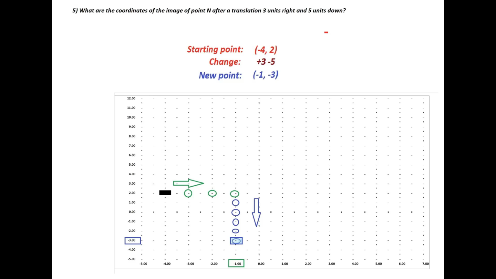All right, see where that blue box is sitting? So our answer is -1, -3. The answer is C. And that's it. And again, we will go over this in the next semester, but it will make sense, I promise.